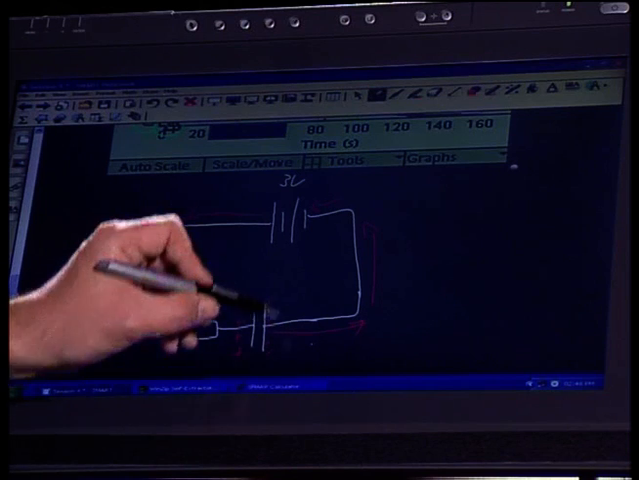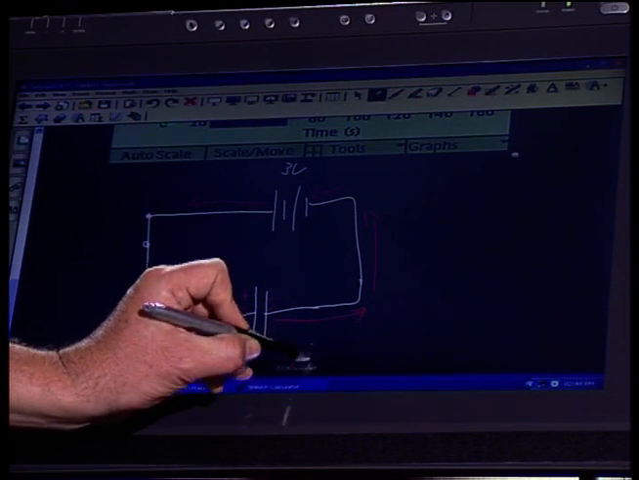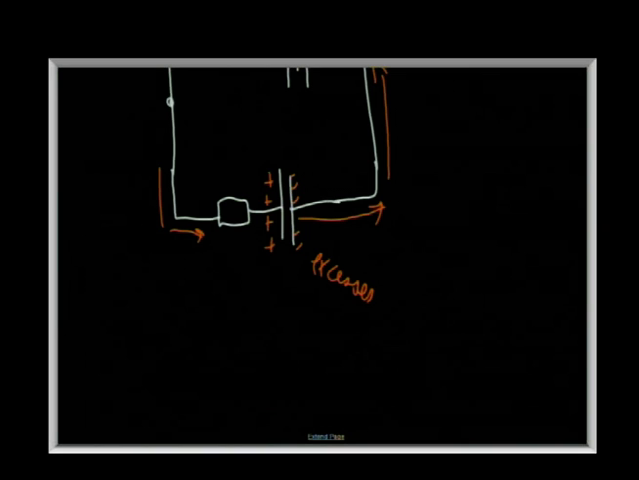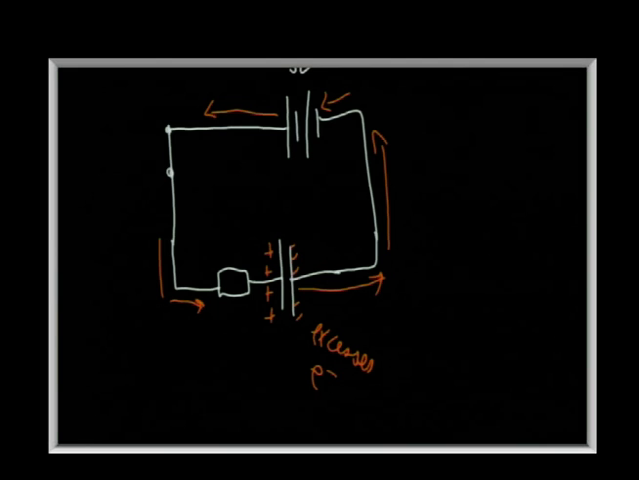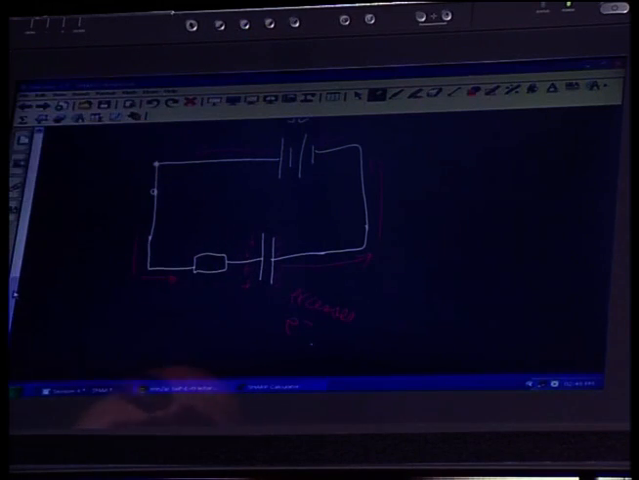On the negative terminal, you've got excess electrons. Excess means extra electrons. And on the positive terminal, we've taken away some electrons. Although I've represented conventional flow in that way, we can think about the movement of electrons as well. So in this sense, we've got a potential difference that's in that circuit.